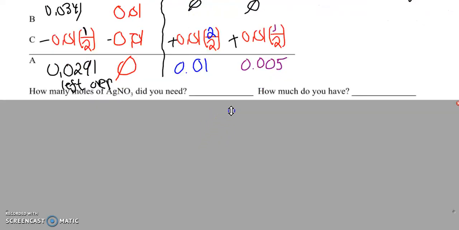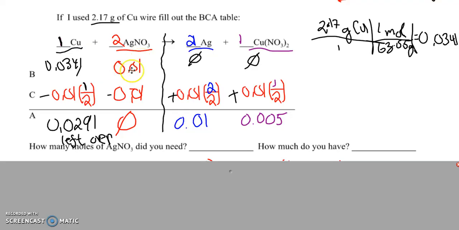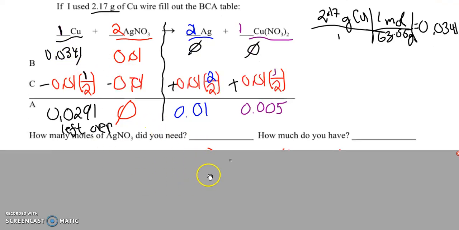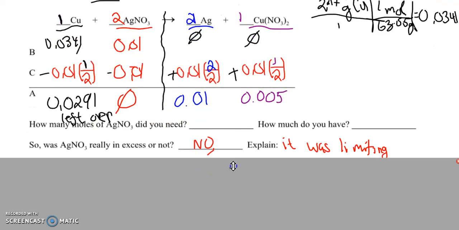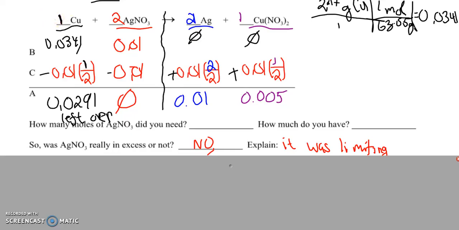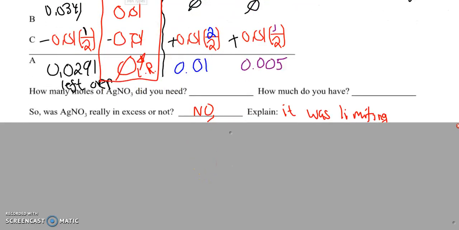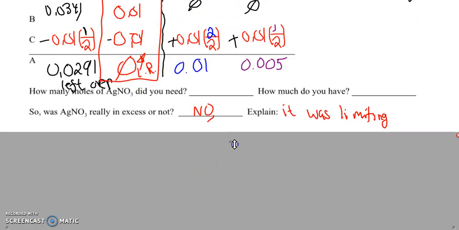So how many moles of silver nitrate did I need? Well, I needed a lot more than the 0.01 that I had to completely react all that copper. So I only have the 0.01. That means some of the copper will be left unreacted. So was silver nitrate in excess? No, it was limiting. It ran out first. It was my limiting reactant. So I'm going to box this in, put a star, and label it LR. It is what I ran out of, and it is what everything else on the BCA table was based off of.